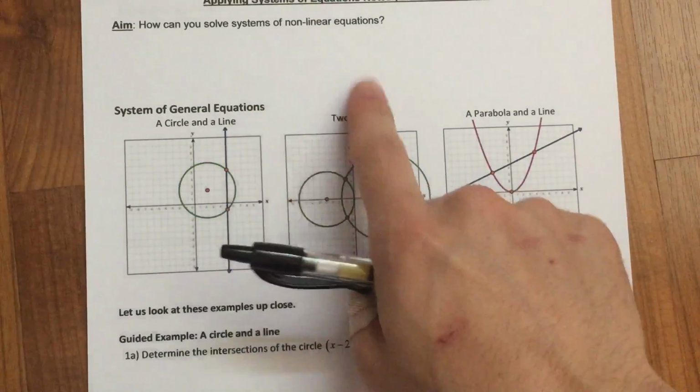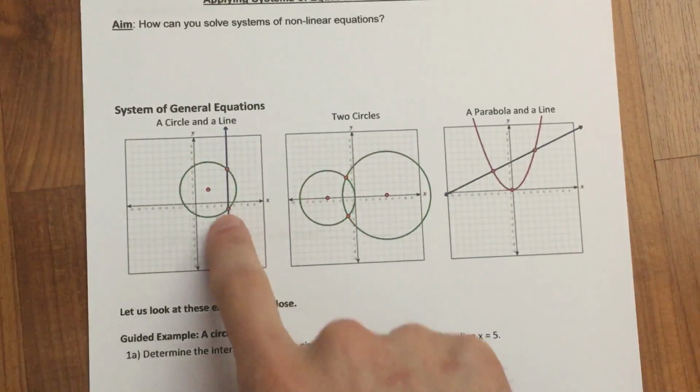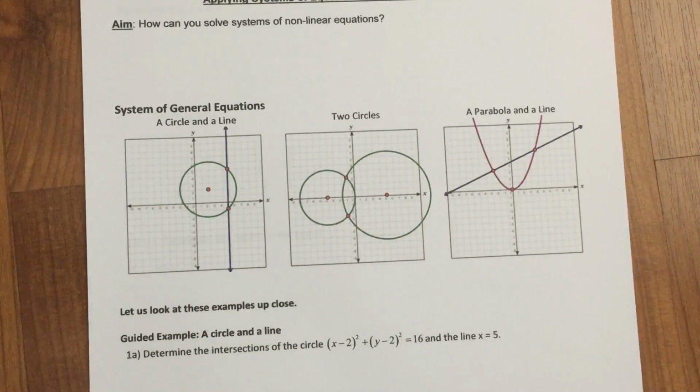And how can you solve these systems, like our aim? Well, we can still solve in two ways. We can solve it graphically, like these are solved graphically. I can see the points of intersection. Or we can solve algebraically. Algebraic is what we're primarily going to focus on throughout this video, but our graphical knowledge we will be going back to.